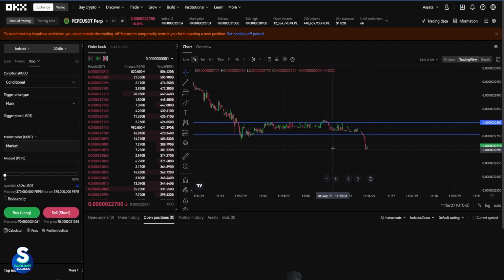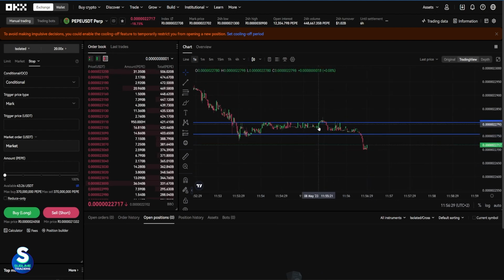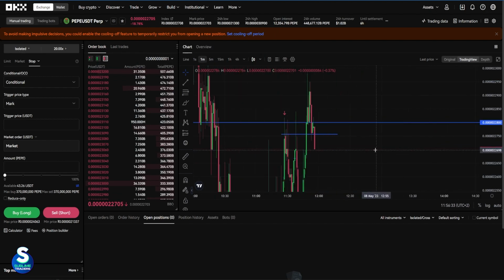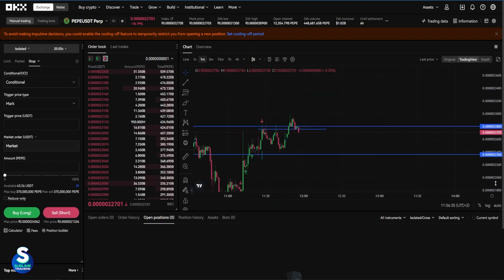All right, so we broke to the downside. Good thing that we didn't enter. Checking the 1 minute again. Dropping. All right. So this level failed. We will probably go to this area right here.